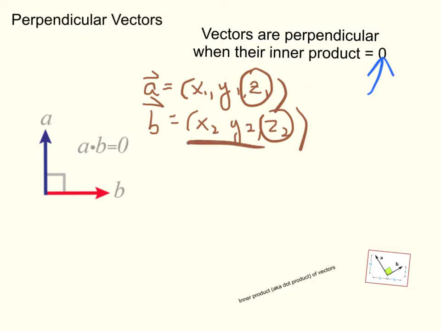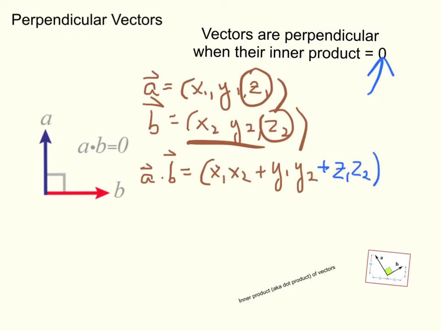So let's figure out the dot product between A and B. Here's how we do it. You take your x's and you multiply them. And you add to that the product of your y values. If you are in three-dimensional space, you then apply the same concept to your z values. You take the product of them and you add them up. Let's do an example.